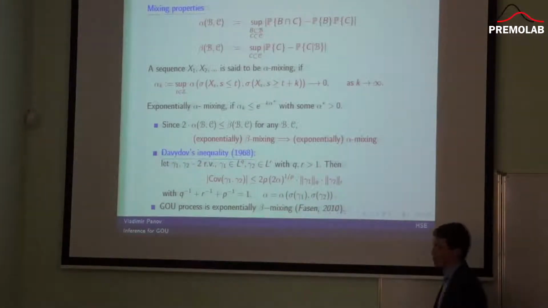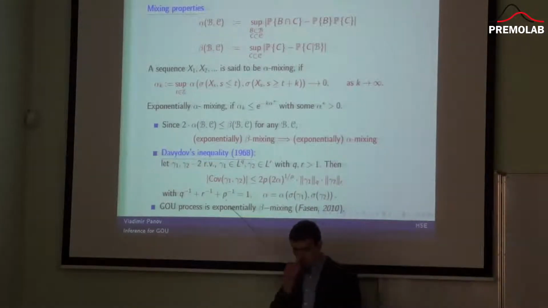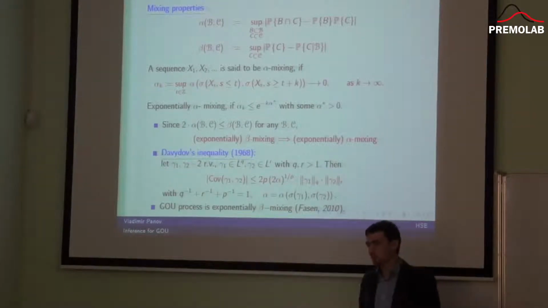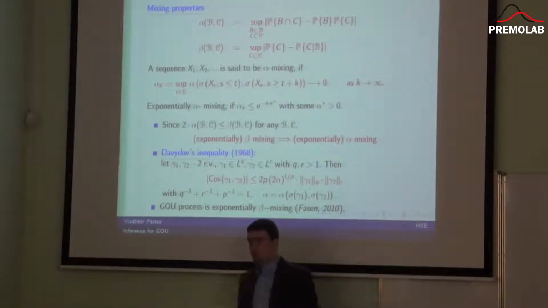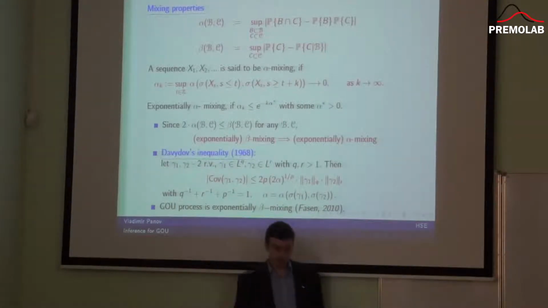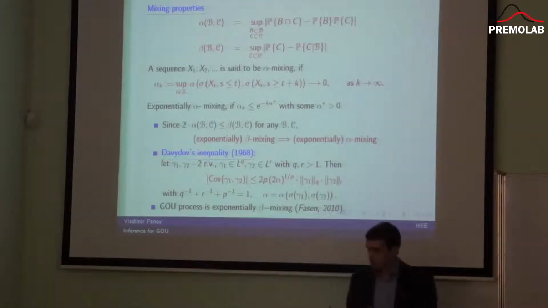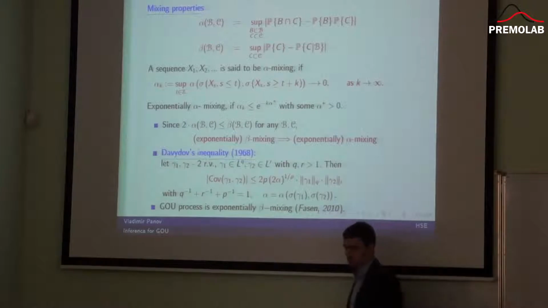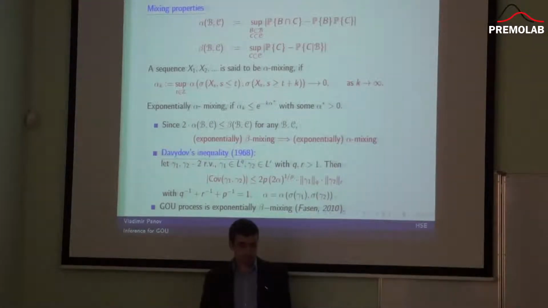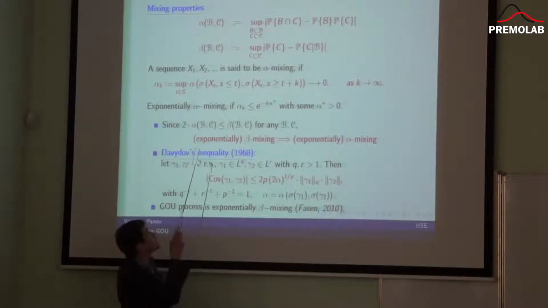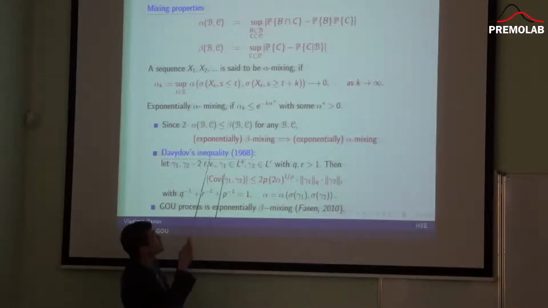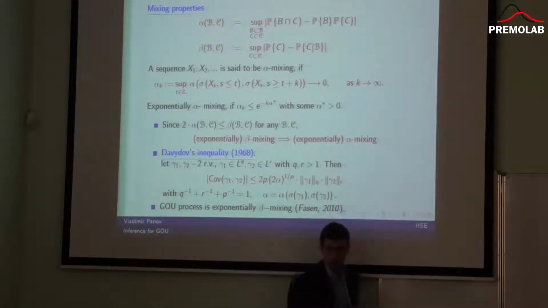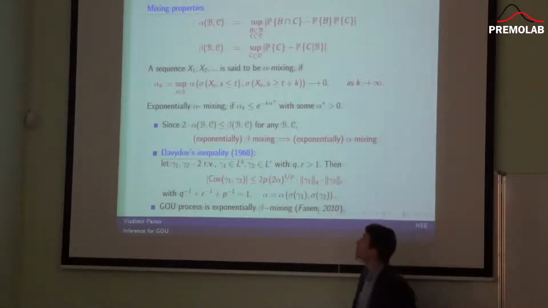I think that it's more or less well known, but I will say a couple of words. If we have two sigma algebras, B and C, then we can define a couple of coefficients which describe the dependence between these sigma algebras. The most widely used coefficients are the alpha and beta mixing coefficients. They are defined here, where B belongs to the first sigma algebra and C to the second. And this concept can be extended to a sequence of random variables.